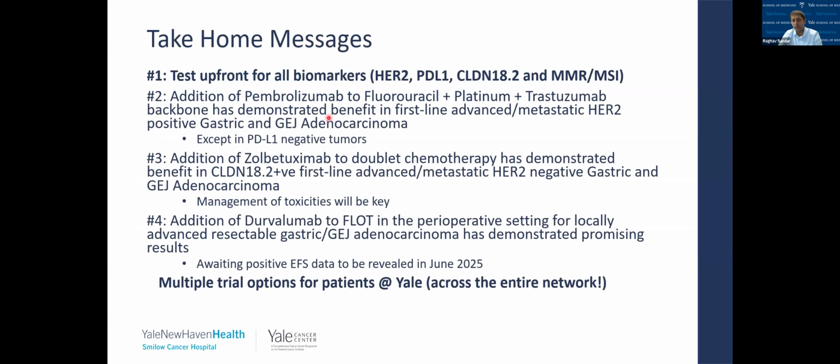At the end of the day, from a systemic therapy perspective, I think Dr. Gibson will also agree that we should be testing all our biomarkers upfront for HER2, PD-L1, Claudin, as well as mismatch repair deficiency. We know that the addition of pembrolizumab to chemotherapy in HER2 positive tumors is beneficial except in PD-L1 negative tumors. The addition of zolbetuximab is important for patients that are Claudin 18.2 positive, but the management of toxicities will be key.